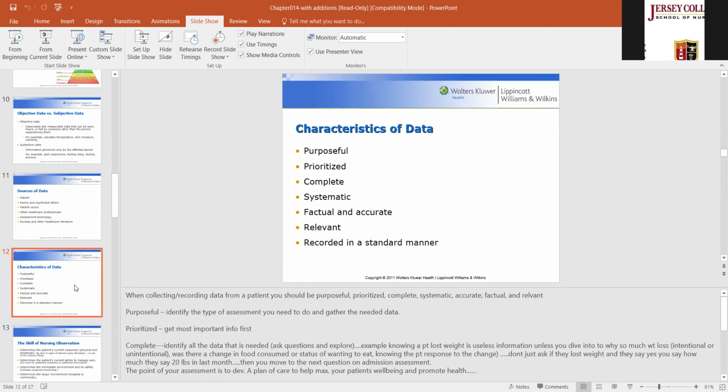So when you're asking the patient information, you want to be an investigative reporter, get all the details. Okay, you don't just say, oh, have you lost weight lately? Yes. Okay, patient lost weight. Now, if I go back and read that report, what does that tell me?